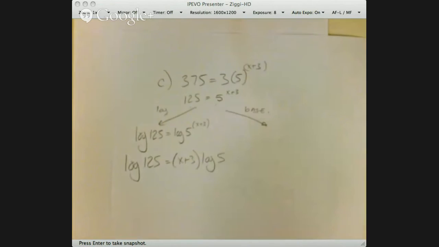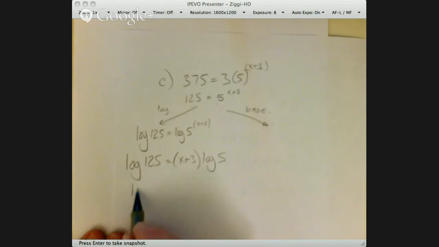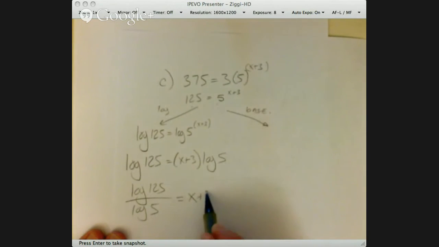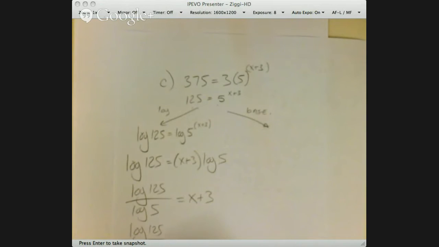Again, the process remains almost the same. I'm solving for x. I'm going to bring this log over to the other side. So we will have log of 125 divided by the log of 5 is equal to x plus 3. And the next thing that I'm going to do to solve for this is to say, if it's x plus 3 and I'm solving for x, I could just subtract that to the other side. Log of 125 over log of 5 minus 3 is equal to x.